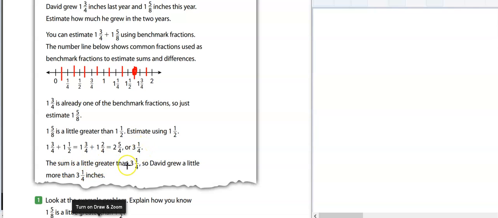So the sum is a little greater than 3 1/4. So David grew a little more than 3 1/4 inches. Again, boys and girls, remember this is just an estimate. This is not our exact answer.